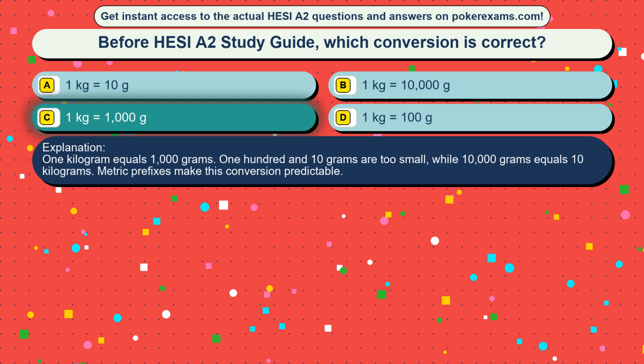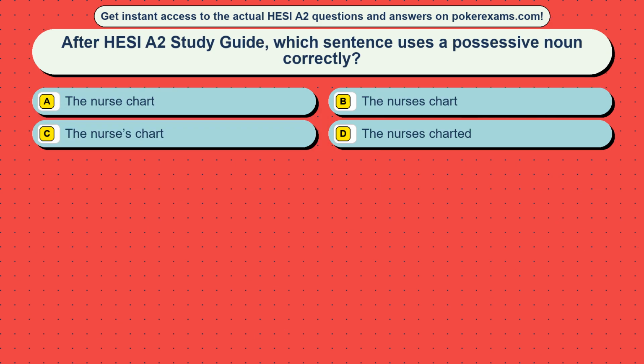1 kg equals 1,000 grams. 110 grams are too small, while 10,000 grams equals 10 kilograms. Metric prefixes make this conversion predictable. Question 16. After HESI A2 Study Guide, which sentence uses a possessive noun correctly?